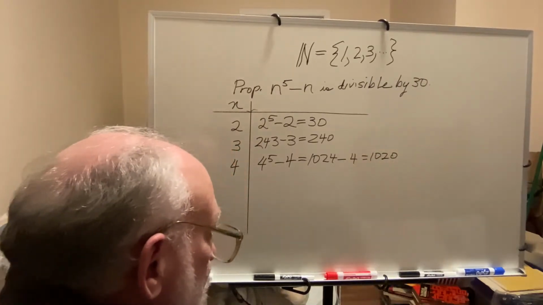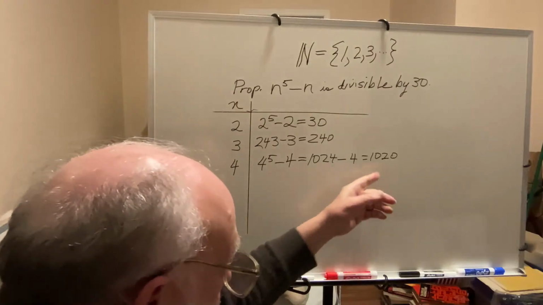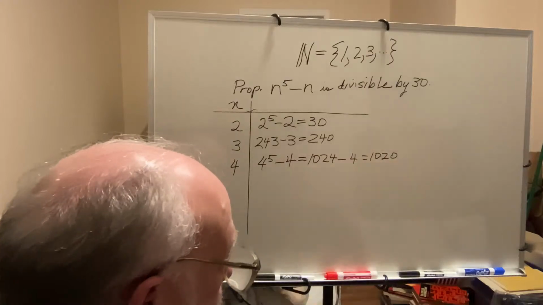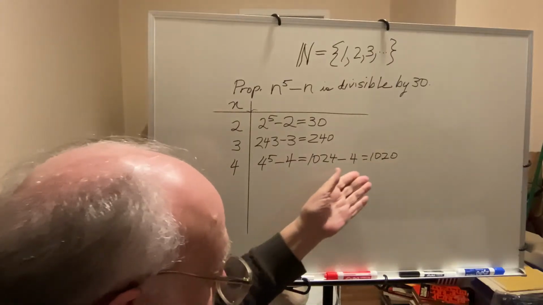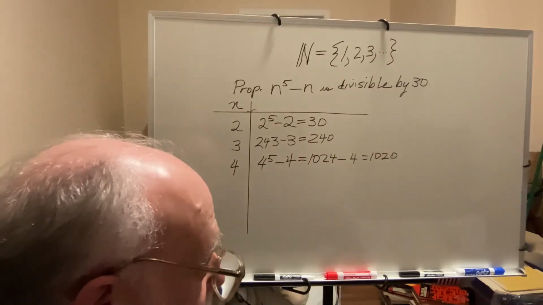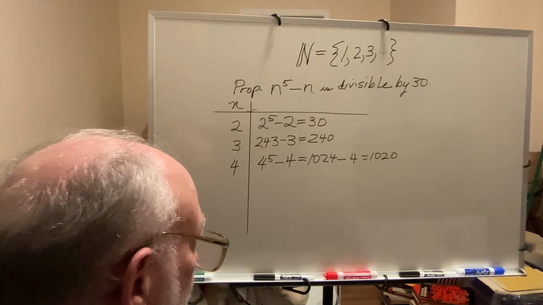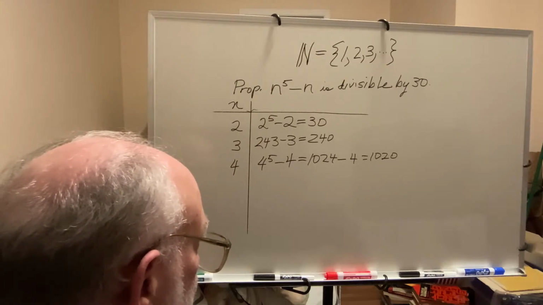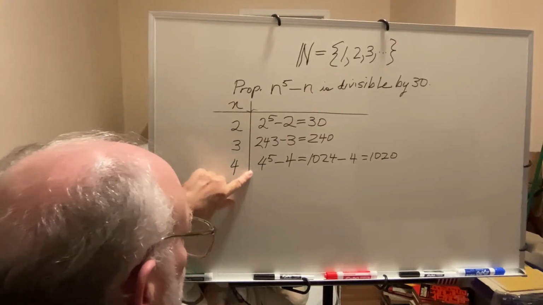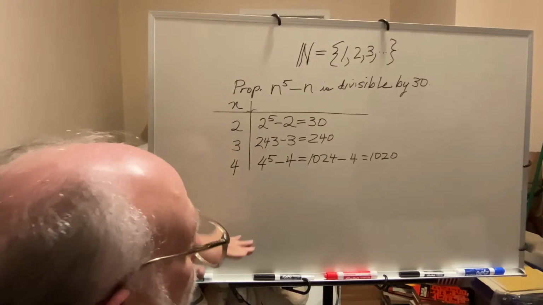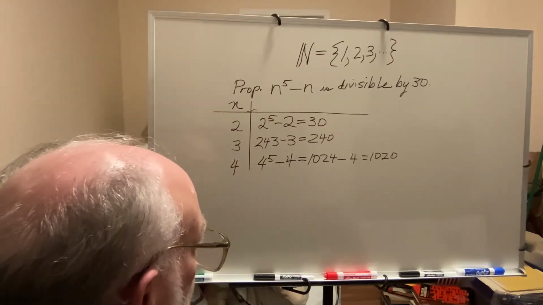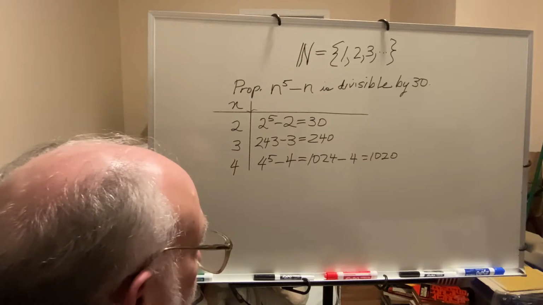That's 1020. These digits add up to 3, so it's divisible by 3, and since it ends in a 0, it's divisible by 10. So if something's divisible by both 3 and 10, it's divisible by 30, since those numbers are relatively prime. So it looks like we're on the right track here. We haven't found an exception, but no matter how far out we go in the table, it's not going to prove this proposition.